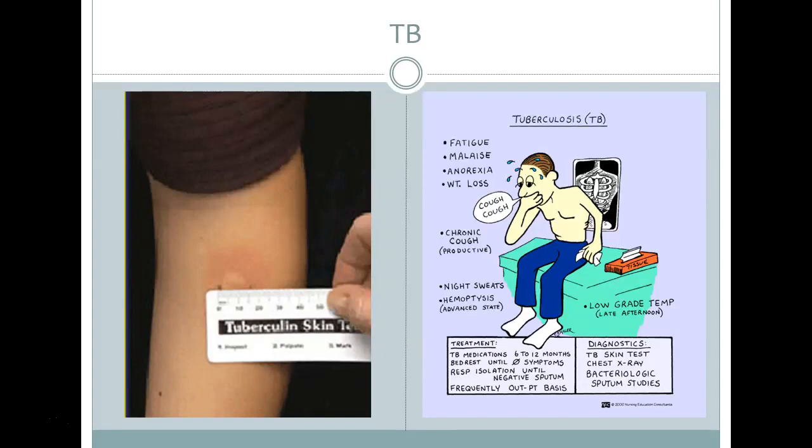You'll be on TB medications again for 6 to 12 months. You are on bed rest until you are not showing any signs or symptoms. Again, we're going to have you on respiratory isolation until we have a negative sputum culture. So until we get a negative acid-fast bacillus test back, you will not be released out into the public. Once we get that back, then you can go.